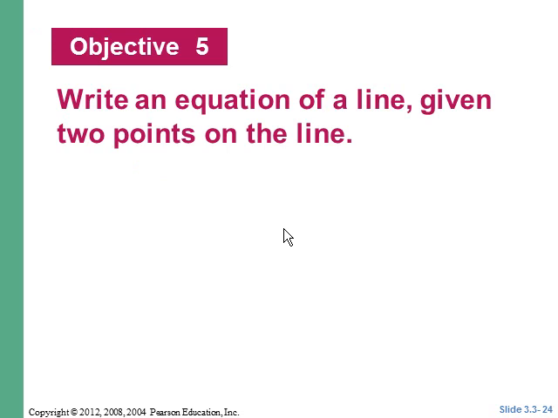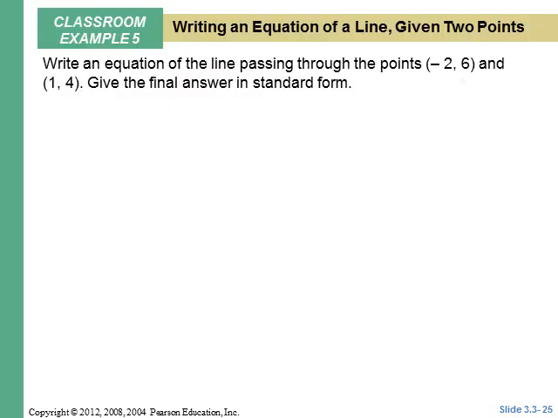What do you do if you have only 2 points and no slope given? Okay, here's the example that they give, and they want it in standard form. Whatever, we can do it in standard form. That shouldn't be a problem. The first thing we're going to need to do is find the slope.